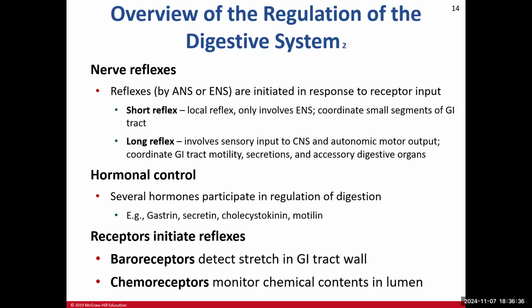So here, when we're talking about our nerve reflexes, either the autonomic or the enteric, we have what's referred to as the short reflex. And like I said, I want you to think of the enteric as more of a local type of nervous system here. And so again, you'll see small parts of, say, the small intestine moving things through, or small parts of the large intestine moving things through and digesting. So that's what we refer to as the short reflex. The long reflex, that's going to be different. That's going to be our central nervous system.